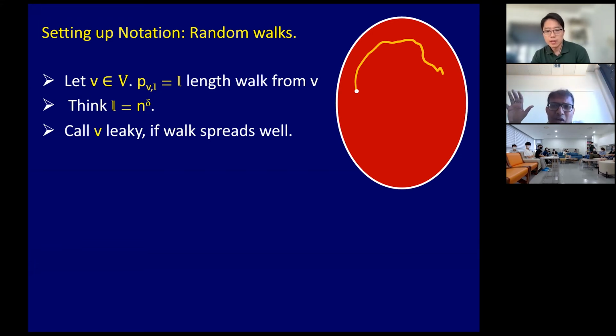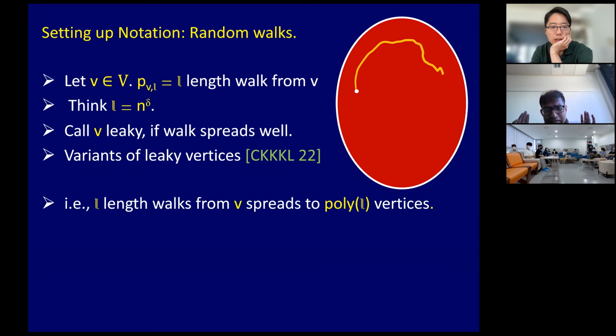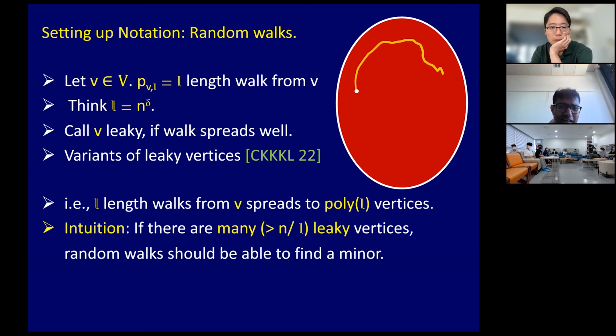So since in expanders the birthday paradox argument works well, you should have this intuition that if you have lots of leaky vertices, a similar behavior would carry over. And indeed, I am preaching to the choir here, because variants of leaky vertices were used in works of Deb Somya, Jehun, Jinha, Mingi, and Hong in 22 to solve a whole bunch of interesting questions. They showed how you can obtain some interesting graph embedding results using some variants of leaky vertices. The key thing to note is that if your vertex is leaky, then an L length walk from such a vertex can reach many possible destinations. It can reach a number of destinations that grows polynomially in the length of the walk. And indeed, your intuition is that if you have truckloads of leaky vertices, then just like in expanders, the birthday paradox argument was able to find a minor for you. A similar analysis would carry over, and random walks should intuitively allow you to find a minor.